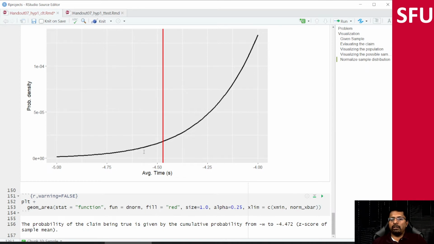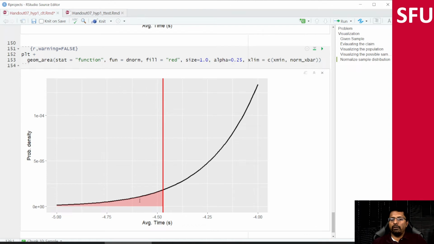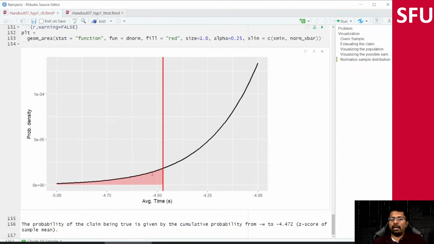I'm basically going to need to fill in this area. If I can calculate this probability, and this probability is very, very small, then I know there is a very low chance that the null hypothesis is actually true. If the probability here is very large, then there is a chance that the null hypothesis might actually be true, and I can't reject it.